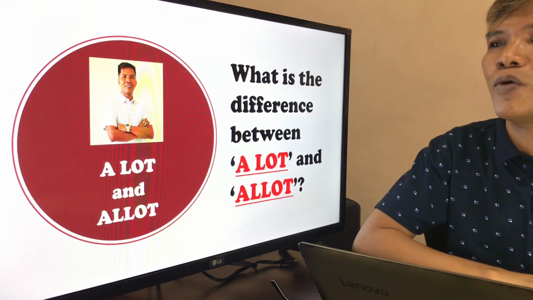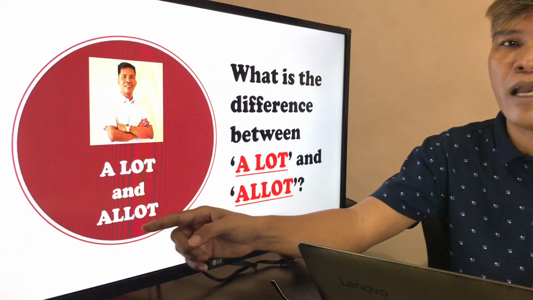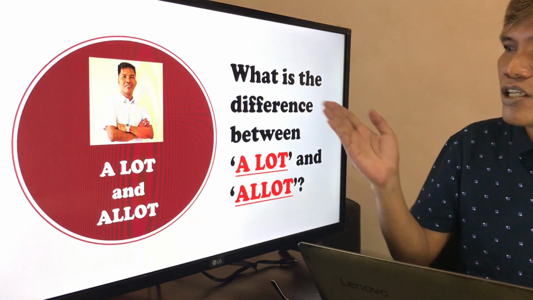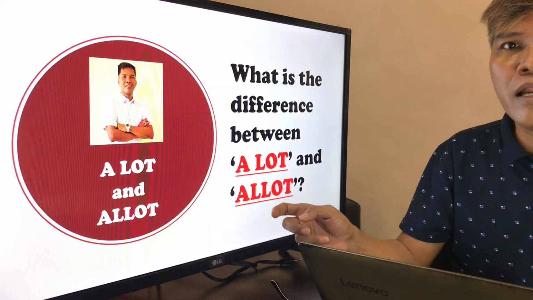Okay. Next pair of words, we have a lot and allot. What is the difference between a lot and allot?